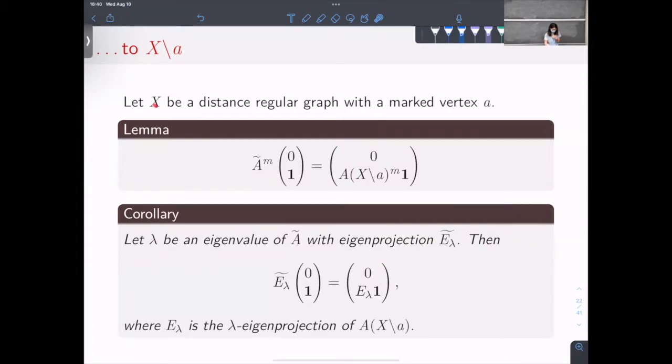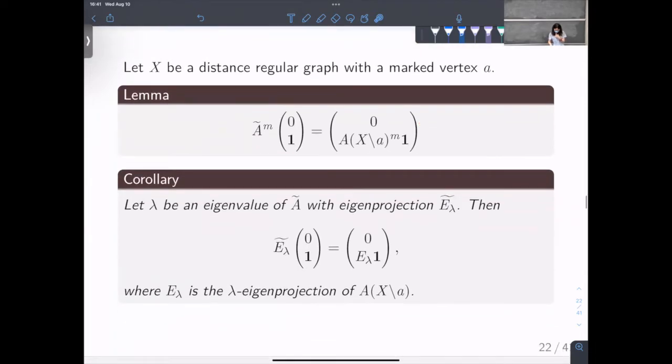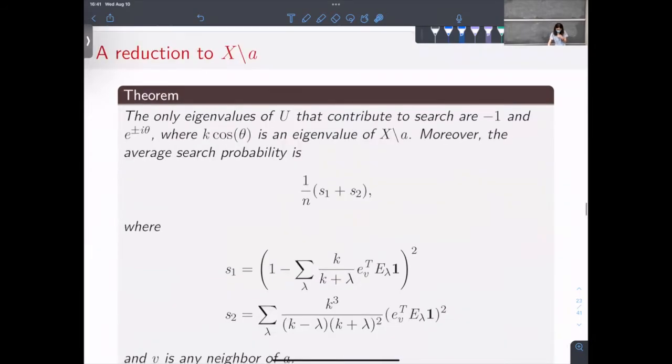It turns out whenever X has an equitable partition where the first vertex is a singleton cell and its neighbors form another cell, then any power of A tilde times this is just the 0 together with the row sum of the mth power of the vertex deleted subgraph. So as a corollary, the only eigenvalues of A tilde that contribute to search will be the eigenvalues of the vertex deleted subgraph.